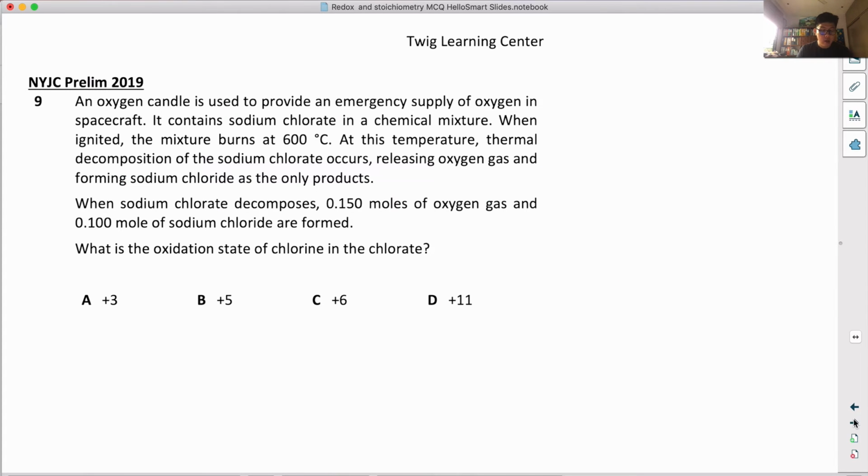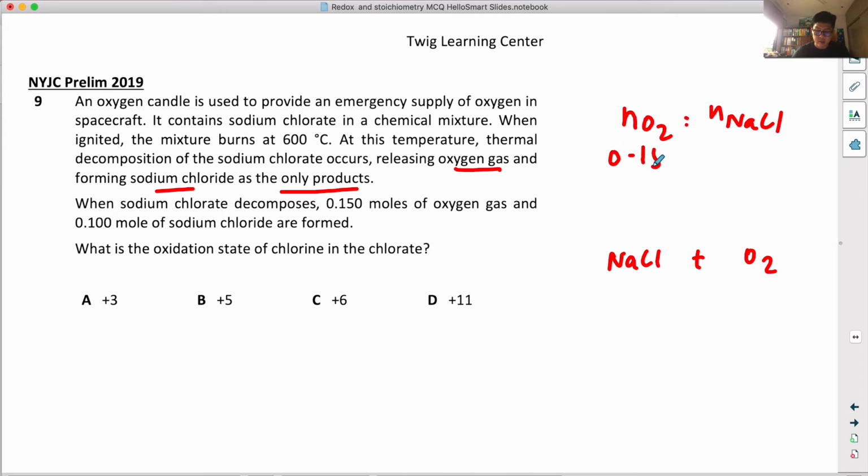Question 9. An oxygen candle is used to provide an emergency supply of oxygen in spacecraft. It contains sodium chlorate in a chemical mixture. When ignited, the mixture burns, and thermal decomposition of sodium chlorate occurs, releasing oxygen gas and forming sodium chloride as the only products. So I'm going to write down sodium chloride and oxygen gas as the only products. What's the ratio between oxygen and sodium chloride?